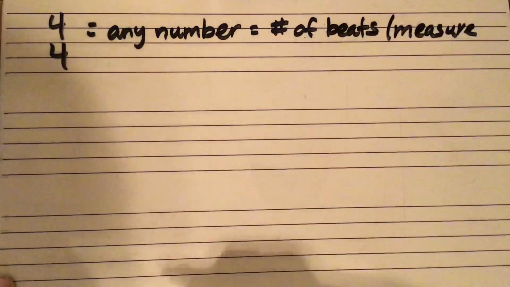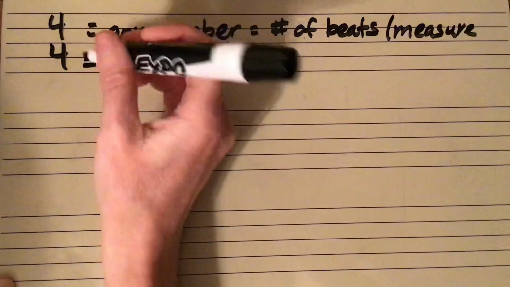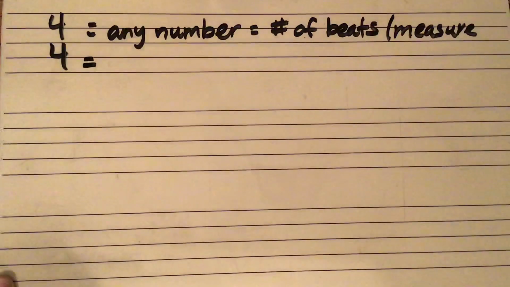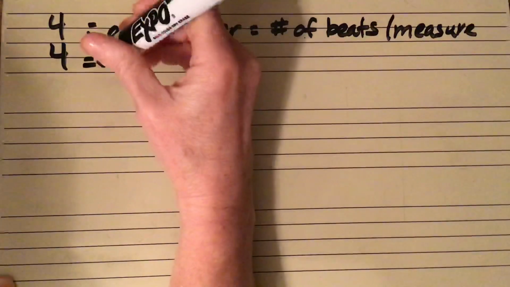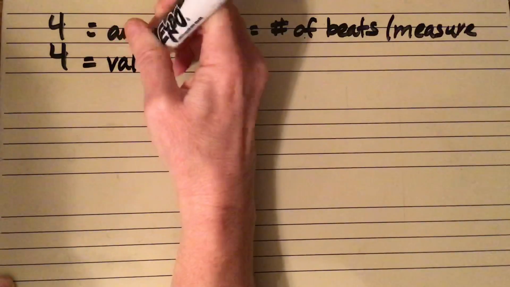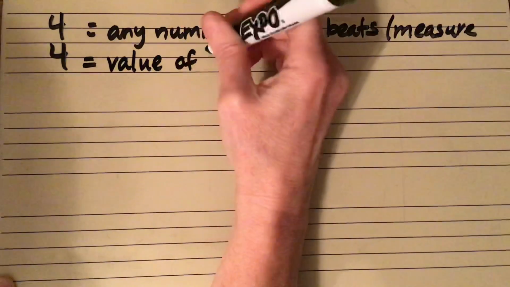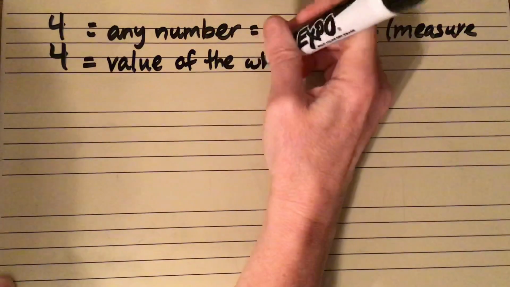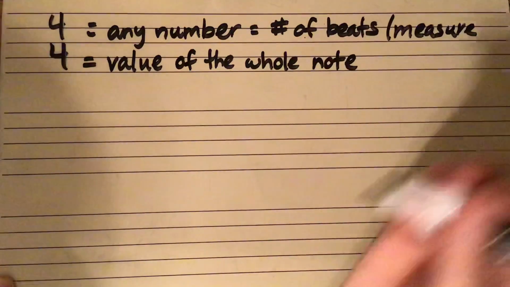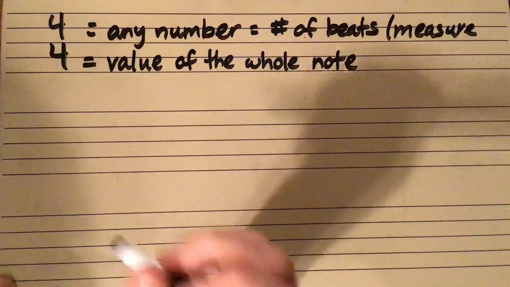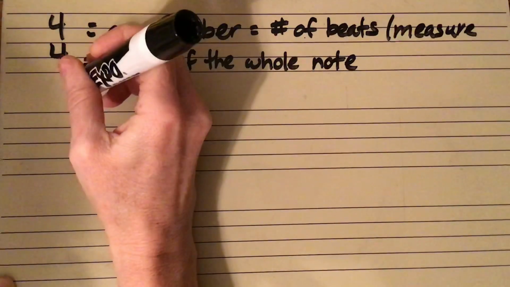But the bottom number is very important, and you may have heard that the bottom number is the type of note that gets one beat, but I like to think of the bottom number as the value of the whole note. So this is going to be pretty limited. The whole note, let's make some columns.